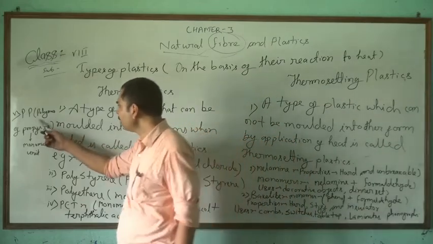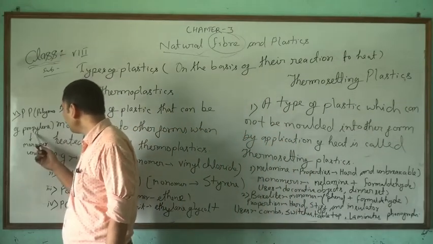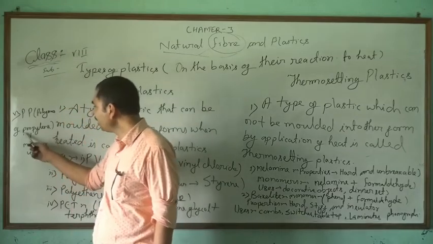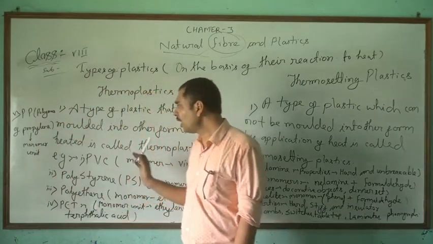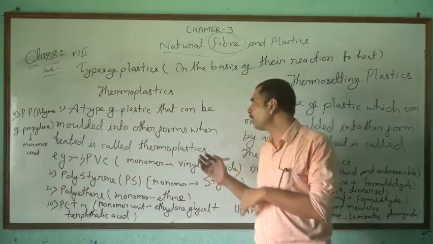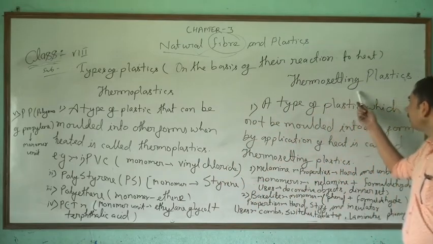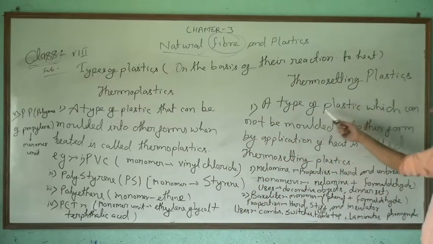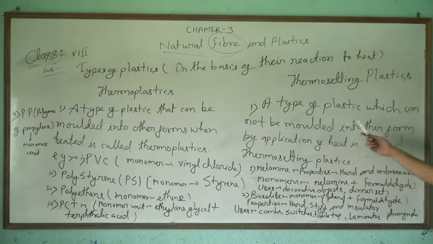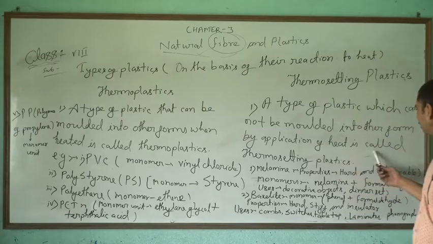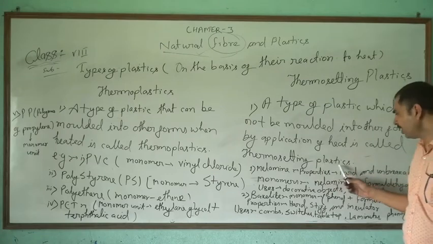And the fifth one is PP, a polymer of propylene. Here propylene is the monomer unit. These are all organic compounds made up of carbon. The other type is thermosetting plastic, a type of plastic which cannot be molded into another form by the application of heat.